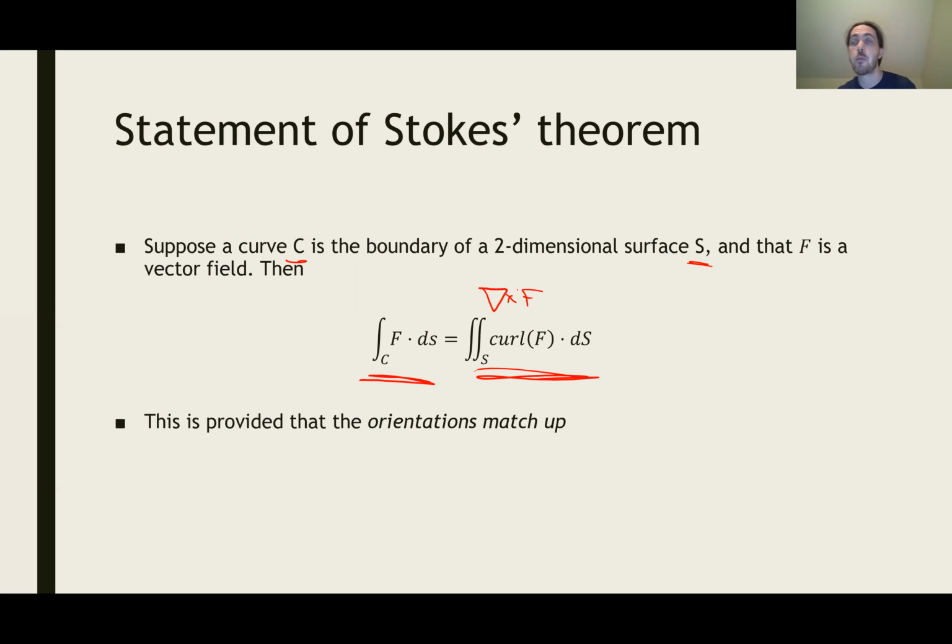This is sometimes what we write as grad cross F, the thing that takes a three-dimensional vector field and produces another three-dimensional vector field. And we're going to have to make sure that orientations match up. We'll talk about what exactly I mean by that in the next lecture.